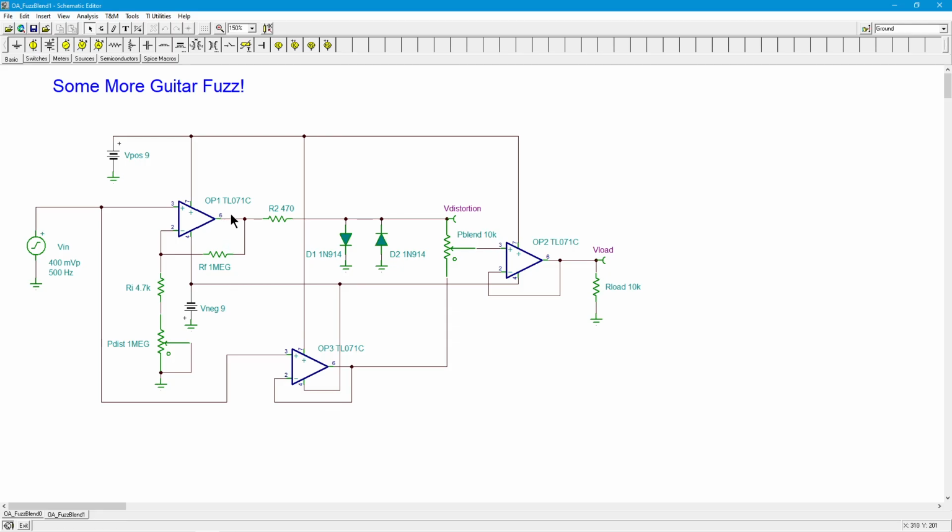Now, I'm showing a TL071, which is a nice BiFET op amp. You can make this with a TL074, which is a quad version of this, all right?